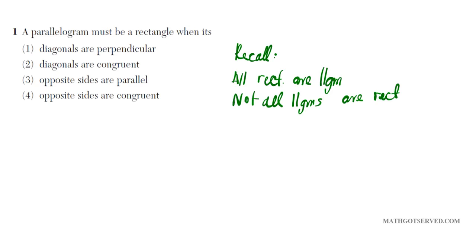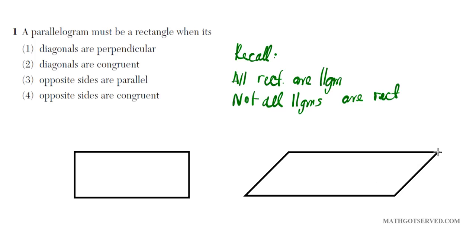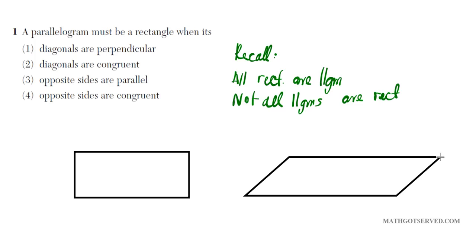All right, so what we're going to do here is take a look at two cases. We're going to draw a rectangle, which is also a parallelogram, and then also sketch a parallelogram. The parallelogram we're sketching, we're going to make sure that it is not a rectangle. So how do we ensure that it's not a rectangle? Just ensuring that the angles of the parallelogram are not 90 degrees.